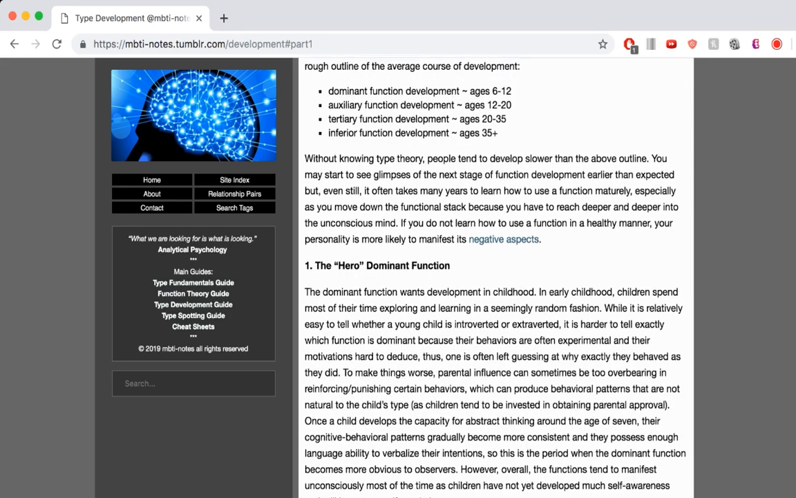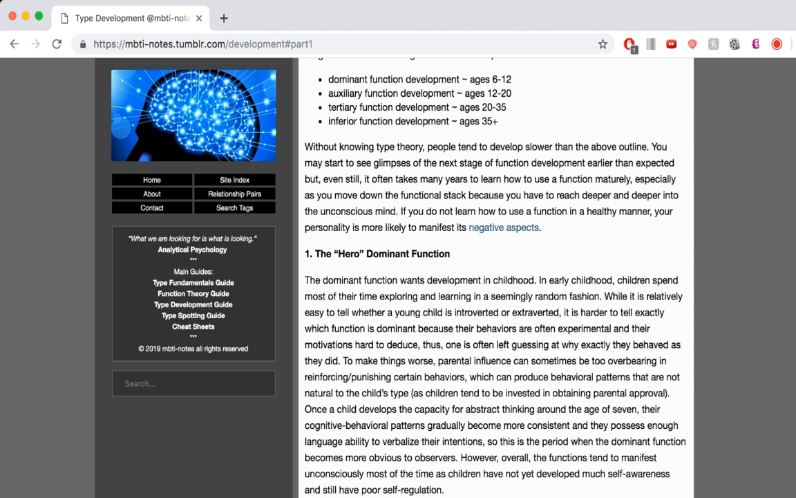Generally, approximately, you'll develop your 4 functions in this order: dominant 6 to 12, auxiliary ages 12 to 20, then tertiary 20 to 35, and inferior 35 plus. Obviously, you can develop them partially at different ages, but this is an approximation, and honestly, everyone is a bit different. It says here that without knowing the type theory, people tend to develop slower than the above outline, so that's why I really like studying this, so I can develop a little faster.